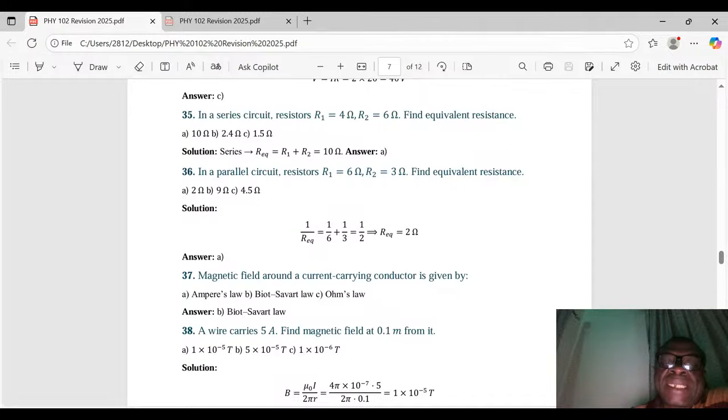Number 36. In a parallel circuit, R1 is 6 ohm, R2 is 3 ohm. Find the equivalent resistance. They are connected in parallel, and look at the formula. 1 over R equivalent is equal to 1 over R1 plus 1 over R2. So we take the LCM of 3 and 6, which is 6. By the time you do that, you have 1 over 2, and making R equivalent the subject, you have 2 ohms.